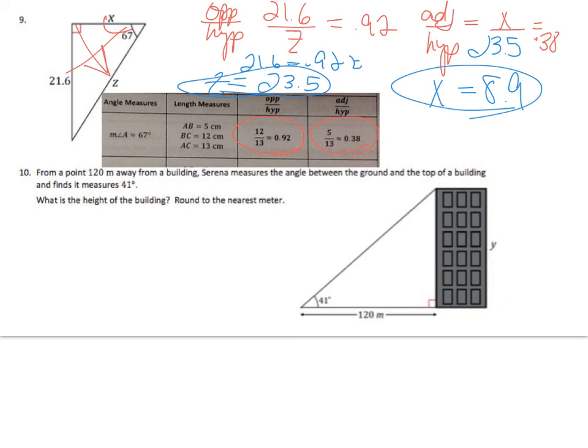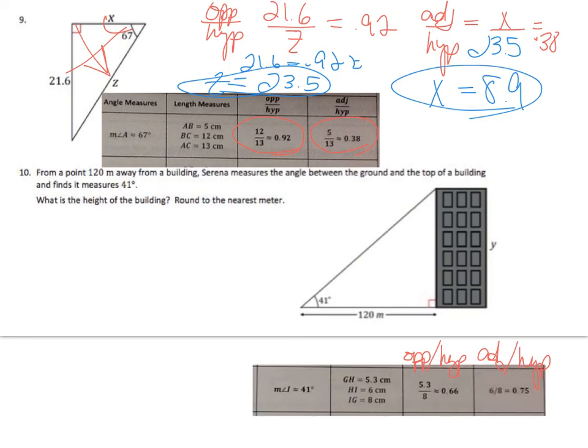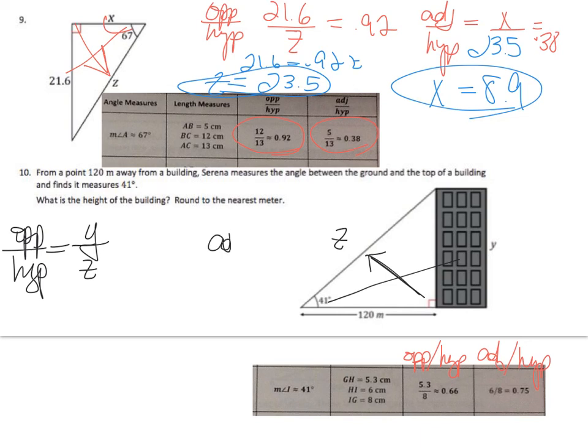Okay, this last one is a 41-degree angle, so let me go copy that over. So I need two ratios, opposite over hypotenuse, so this is my hypotenuse, here's opposite. y over, let's just label it z, and then adjacent over hypotenuse, which will be 120 over z. So we don't have anything for the opposite over hypotenuse. Need to move that.